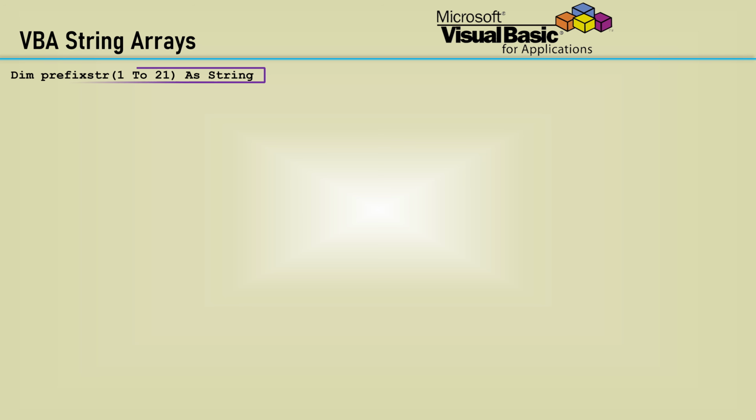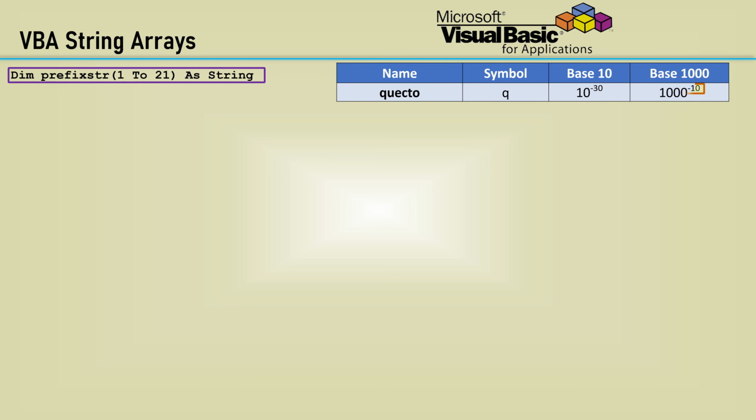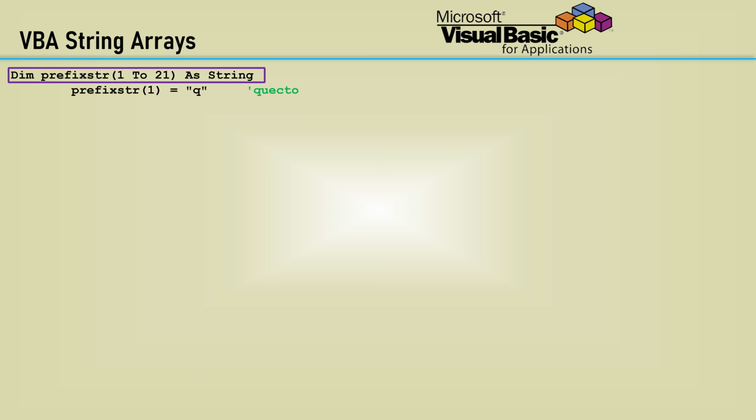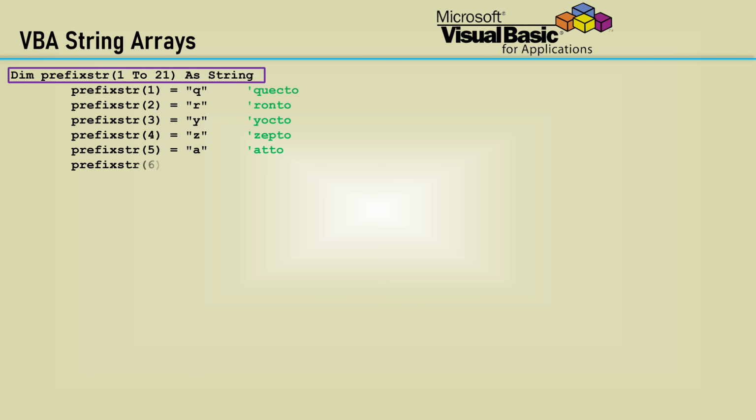Dimension an array called prefix string or prefix str. The array will need 21 indices, as we saw earlier. So let's start with quecto with a base 1000 exponent of minus 10. We will just set the prefix string array index to minus 10. Wrong. Array indices are integers starting at 1. We will start quecto at 1 and then continue with the rest.